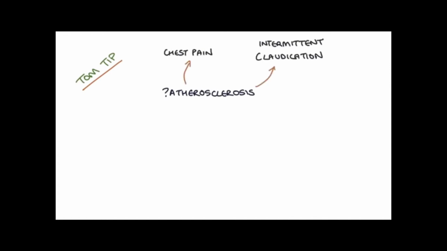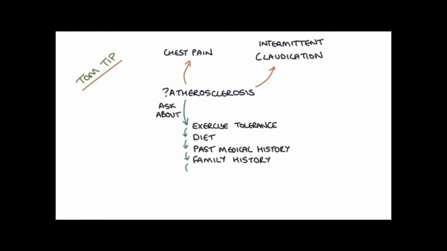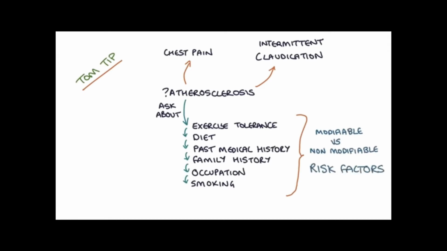So here's a bit of a Tom tip. When you're taking a history from someone who you suspect has atherosclerotic disease, somebody presenting with chest pain or intermittent claudication of their lower limbs, ask them about their exercise tolerance, diet, past medical history, family history, occupation, smoking, and really think about what are their modifiable and non-modifiable risk factors. This will score you really highly in exams and is useful when presenting to seniors or deciding what somebody's risk of having that condition actually is.